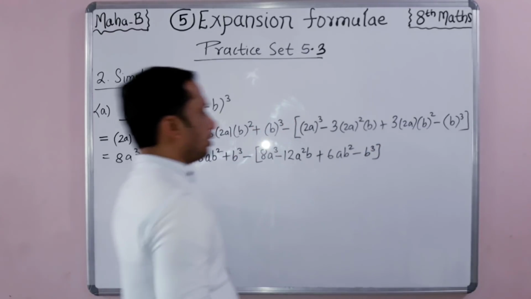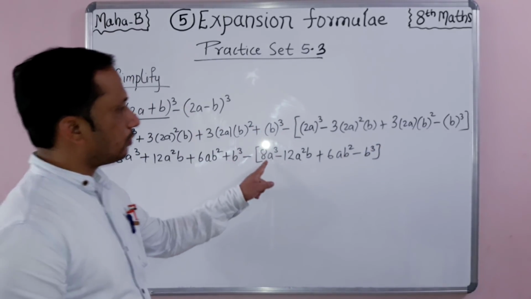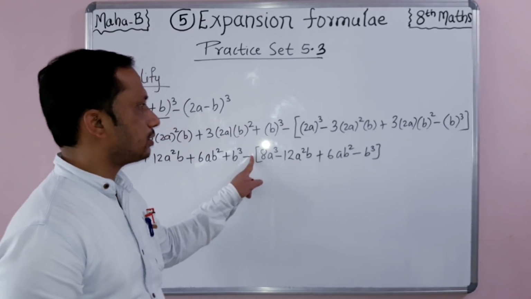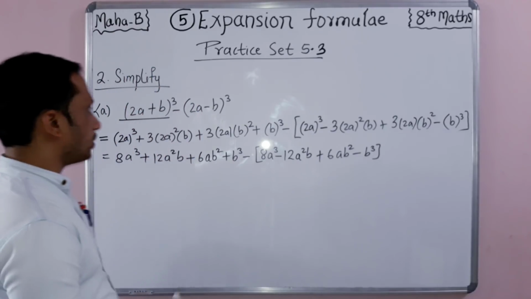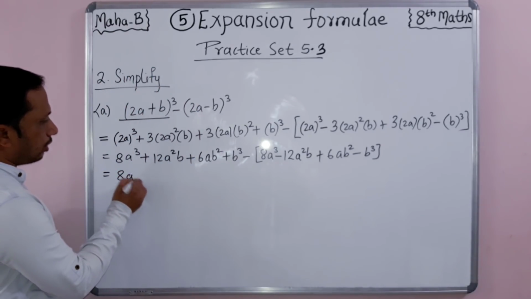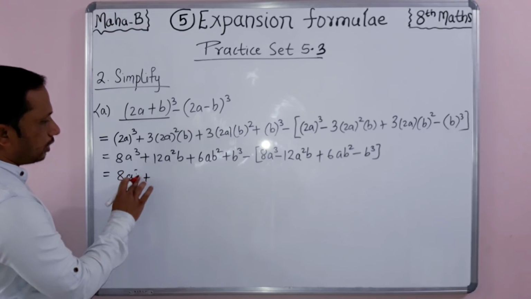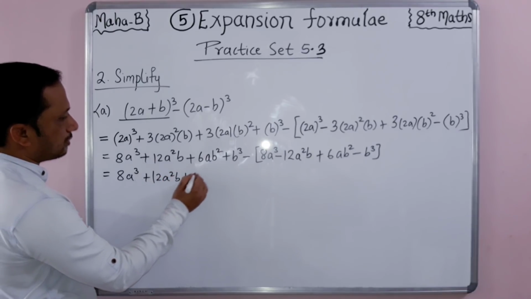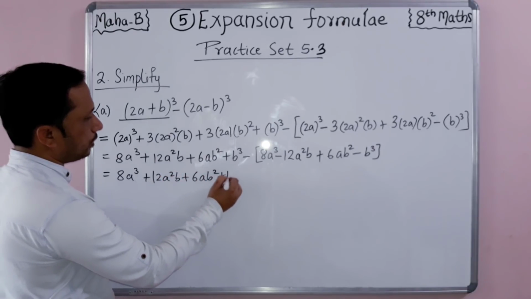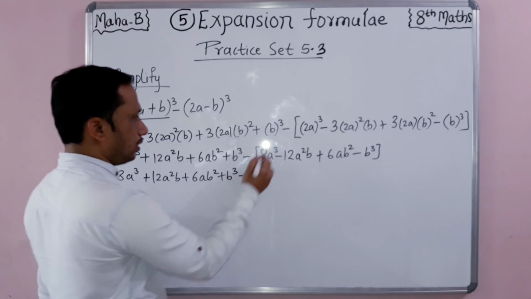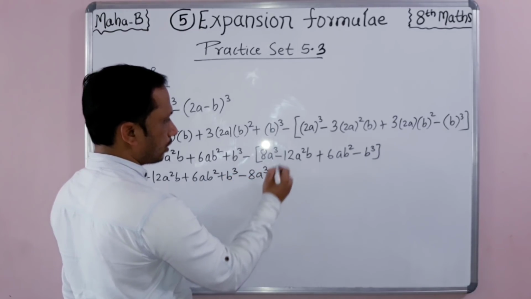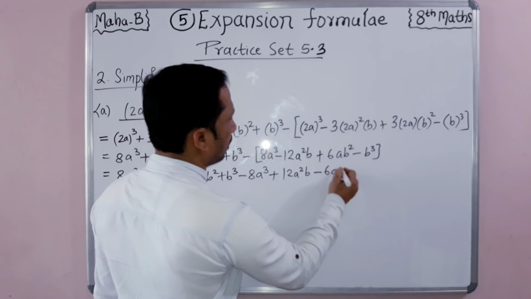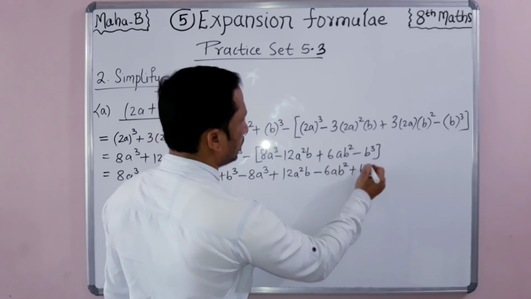Now this is the minus sign, so whatever numbers are in the square bracket, if they are plus they will be minus, and if they are minus they will be plus. So what will be there now? 8a cube plus 12a square b plus 6ab square plus b cube, minus 8a cube, and this becomes plus 12a square b, and this minus 6ab square, and this plus b cube.